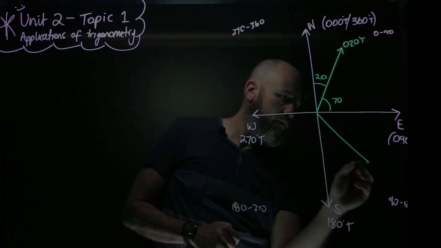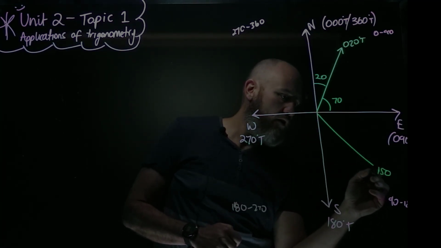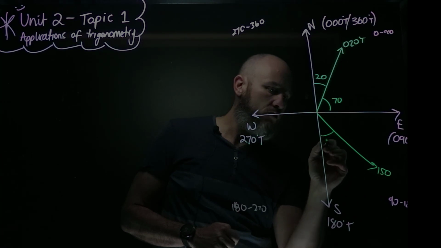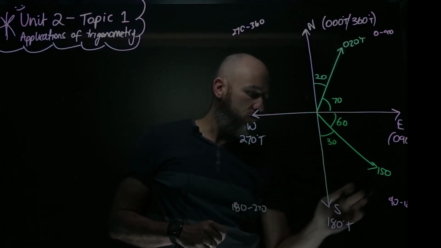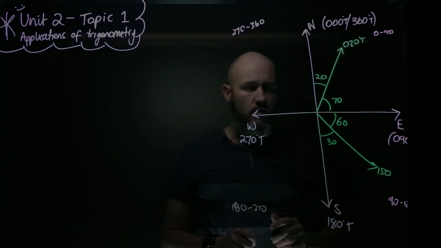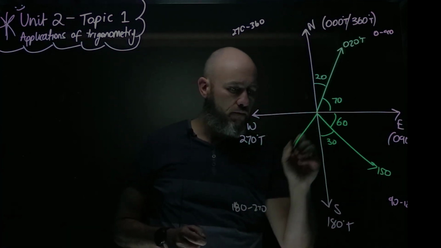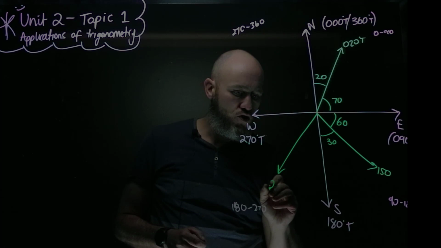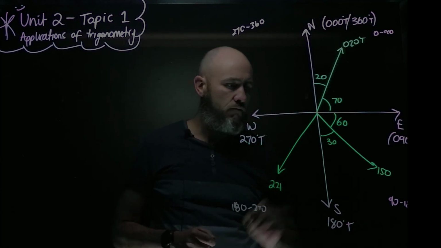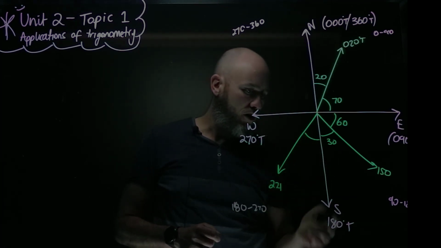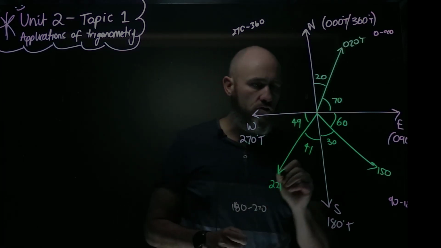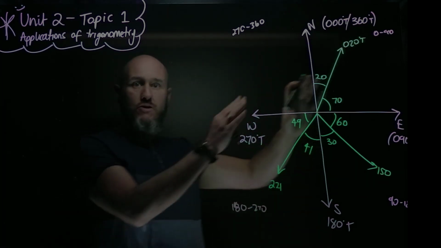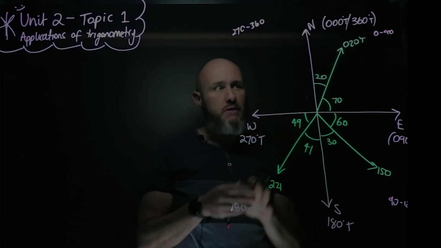Here's another one. 150, that means that this angle is 30 and this angle is 60. Again, the difference between 150 and 180 or 150 and 90. Here's a trickier one. 221 is in this zone, but 221 to 180 is 41 degrees and that is 49 degrees. So we have our bearings and we can use those to find angles, which is a really important part.